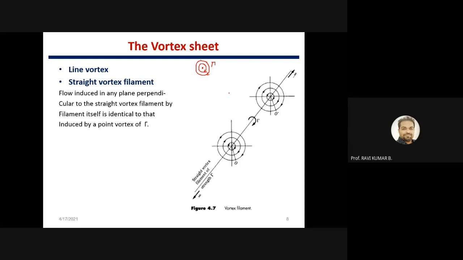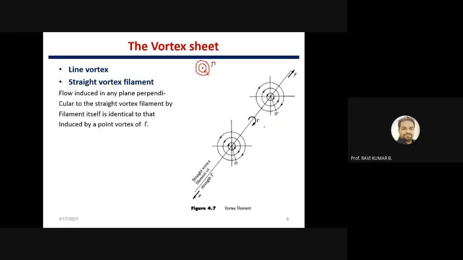So let us now expand our concept of a point vortex. We are extending it to plus infinity on one side and negative infinity perpendicular to the page. So we are going both ways, and all these vortices have strength gamma, as given here. These are the points O and O dash. O is going to the positive infinity side, O dash to the negative infinity side. This is the single line that we are extending, known as a straight vortex filament of strength gamma.